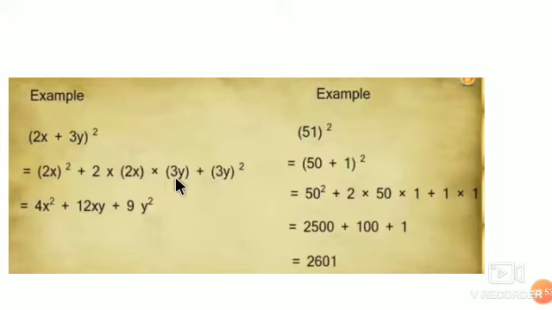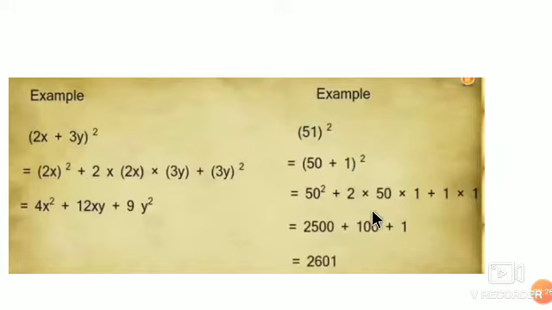Now you can multiply this. The square of 2 is 4, x square here, plus 2 into 2 is 4, 4 into 3 is 12, x into y, xy. So 12xy plus the square of the 3 is 9 and y square. So this is the answer. (2x plus 3y) whole square is equal to 4x square plus 12xy plus 9y square.